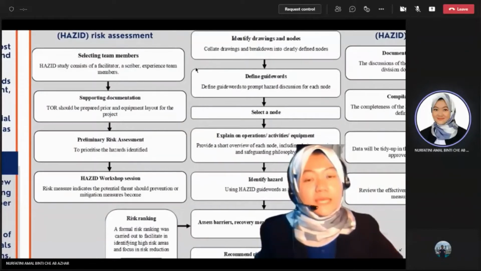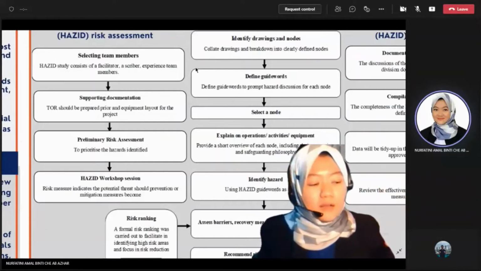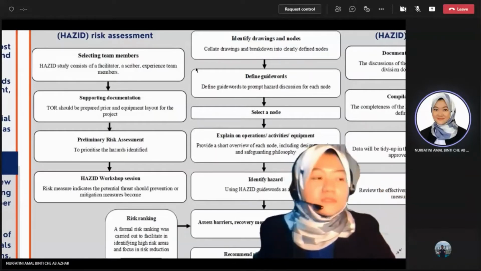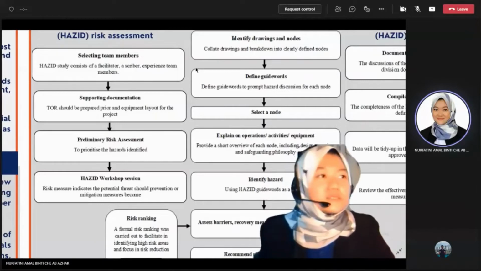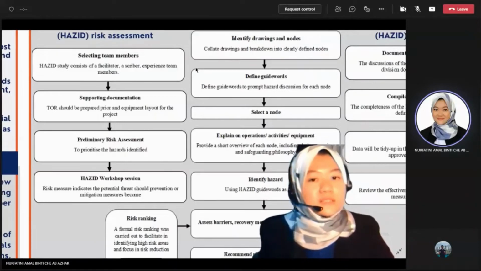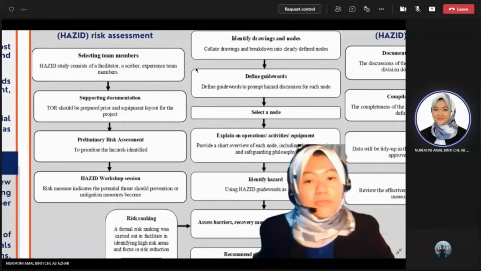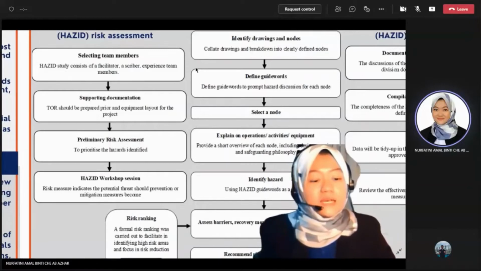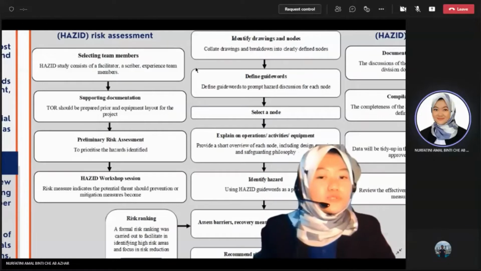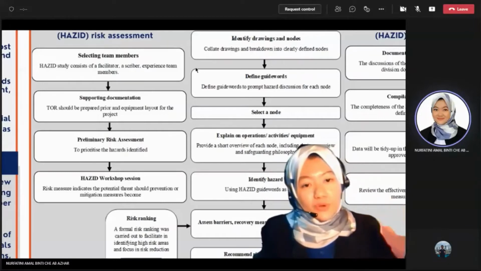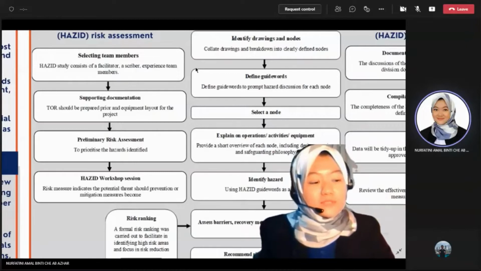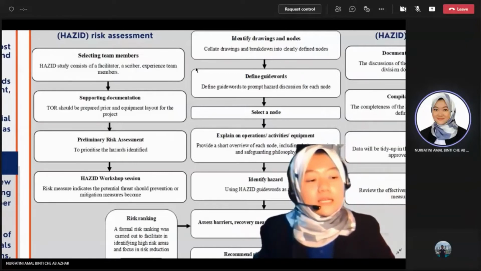this workshop is being led by a facilitator and a scribe to document all the discussions, and also experienced team members coming from the clients, the subcons, and engineers such as safety engineers, operational engineers, and project managers, anyone who is involved in the project basically. And then supporting documentation is needed, and this is where we need to choose whether we want to use ISO documents or PTG, which is known as the Petronas Technical Guidelines document. The basis will be the location of the project itself.